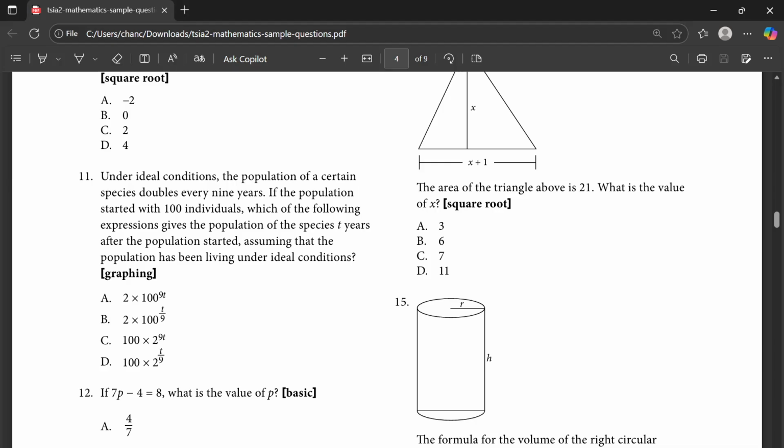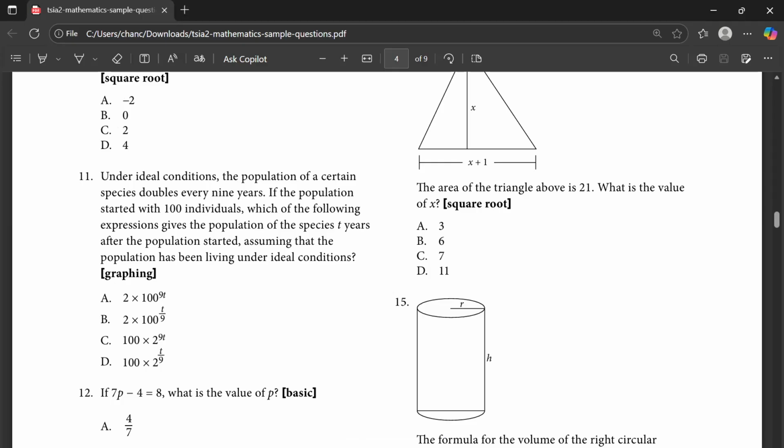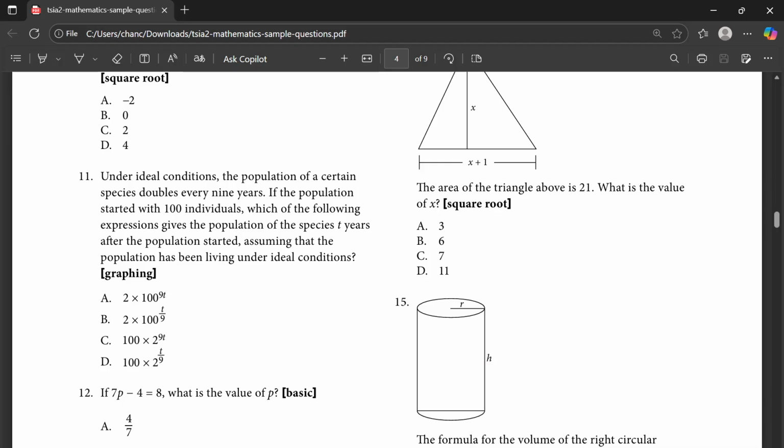If I look at answer choice D and I imagine plugging in a 9 for that t, 9 divided by 9 is 1, so that would be one doubling. And that is what I was expecting. If you plug in a 9, you should get one doubling. If you plug in an 18, you should get two doublings. Let's look at that. If I plug in an 18, 18 divided by 9 would be 2. So that would be two doublings. That is what we want. So we don't want to multiply the number of years by 9. We want to divide the number of years by 9. Answer choice D is what we're looking for on this problem.